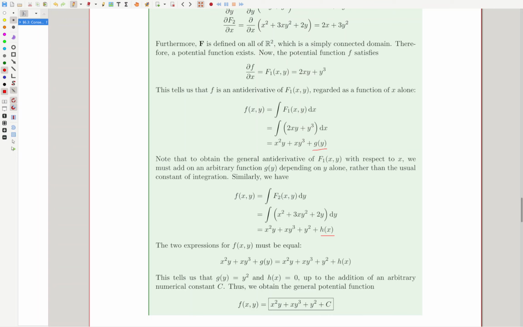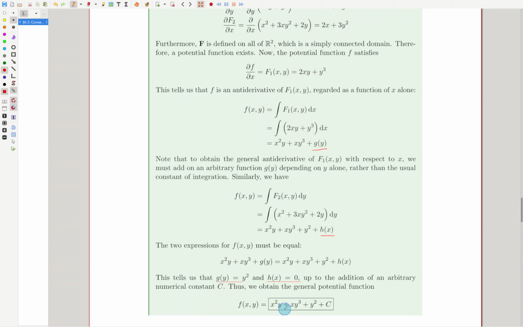In order to be a potential function for this vector field, these two need to agree, and both need to be the function f. So we set them equal to each other and match things up. A lot of the terms are already in common: this x squared y is in common, and this xy cubed is in common. Then we have this extra y squared on the right-hand side, so that goes here. We don't have anything corresponding to the last term, so we just let that be 0. So we end up getting these two things when we match it up.